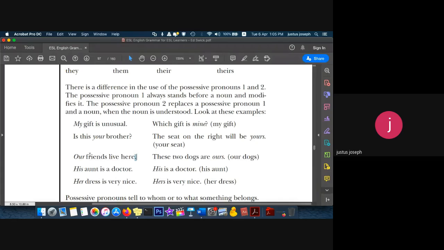Now I said there are exceptions. Look at this. Our friends live here. These two dogs are ours. It is ending with the letter S. Why? Because there are two dogs. These two dogs are ours. And it is showing that possessiveness with the word are in its plural form. Ours. His aunt is a doctor. His is a doctor.